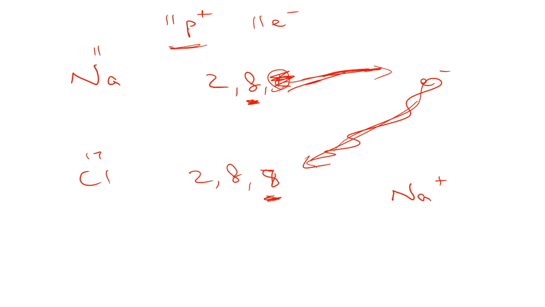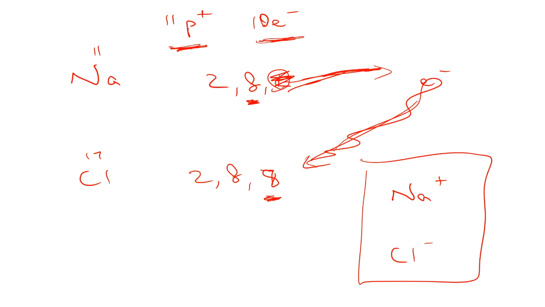So sodium started with 11 pluses, but also 11 negatives. But when it lost an electron, it now only had 10 negatives. Those 10 negatives will cancel out 10 of the pluses, leaving 1 plus left over. Chlorine started neutral, but it picked up an electron. It picked up a negative charge, so it becomes Cl minus. These are ions. So as you can see, it's an atom that has lost or gained electrons to get a charge. Sodium lost an electron, became Na+. Chlorine atom gained an electron to become Cl minus.